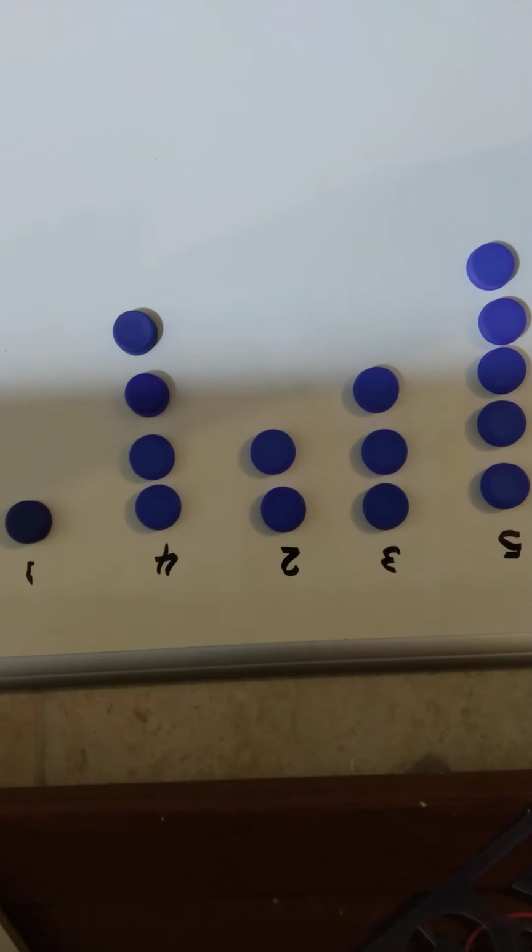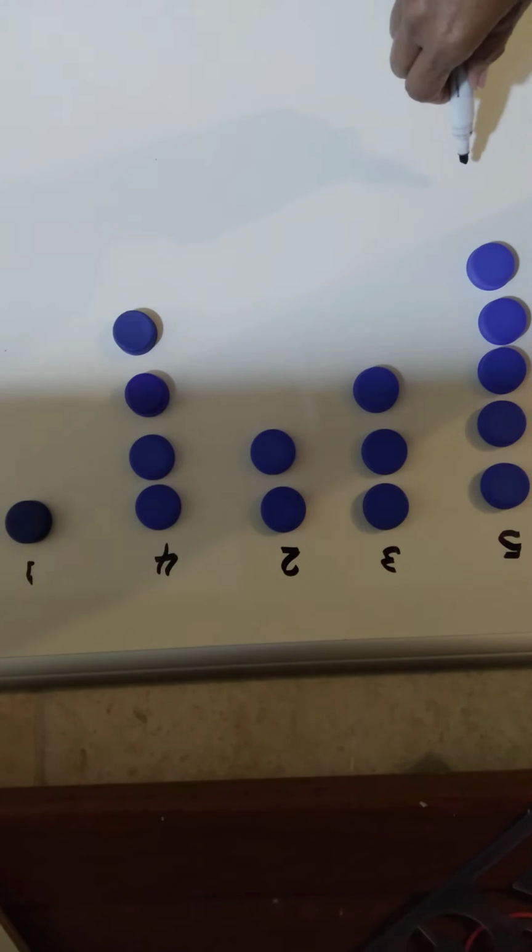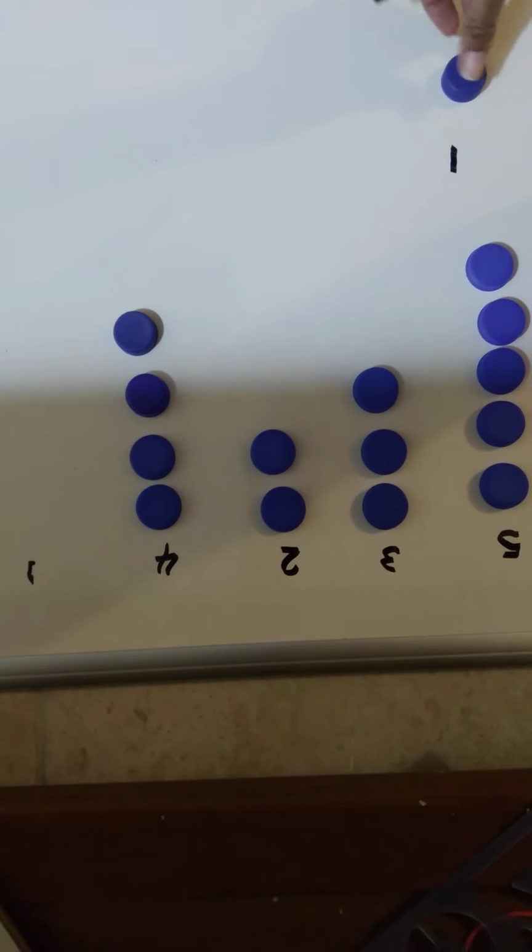Yes, 1 is the smallest. So I'm going to put 1 first, right? So 1 is the smallest. So the first number I'm going to write is 1. And I'm going to put the 1 counter here. So that comes first, okay? Remember, they're all mixed up. I'm trying to get them in order from the smallest to the largest.